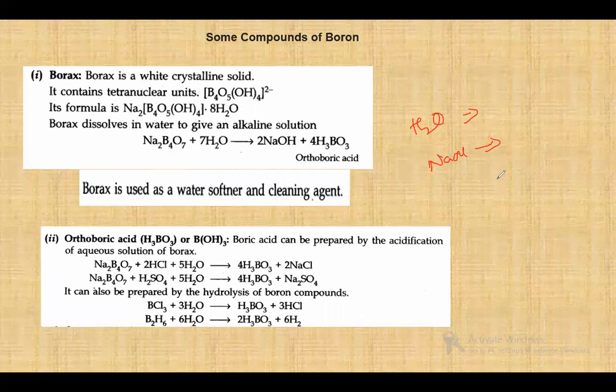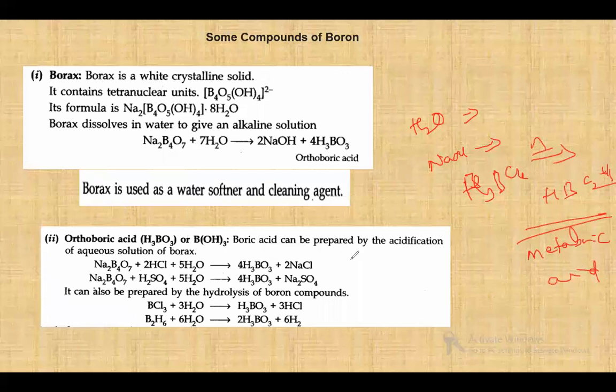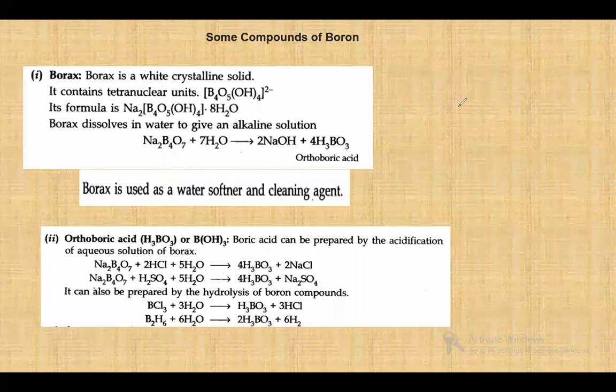And upon heating at higher temperature, when we heat boric acid, orthoboric acid, H3BO3, it decomposes at high temperature, forming HBO2, metaboric acid, plus water, H2O. HBO2 is called metaboric acid. So these are the properties of orthoboric acid. And next, what are the uses and the structure?